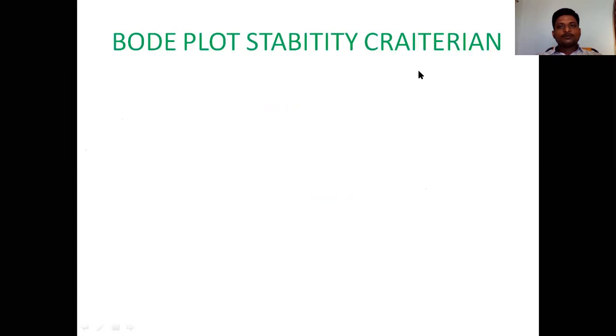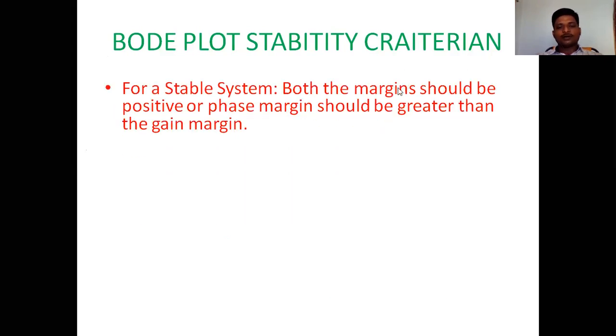After drawing a phase plot, then you have to understand whether it is a stable function or not. If you want to say stable function or not, then you have to consider these points. First one, for a stable system, if both gain margin and phase margin are positive, then we can say that it is a stable system. Also, phase margin must be greater than gain margin. Then only we can say that it is a stable system.